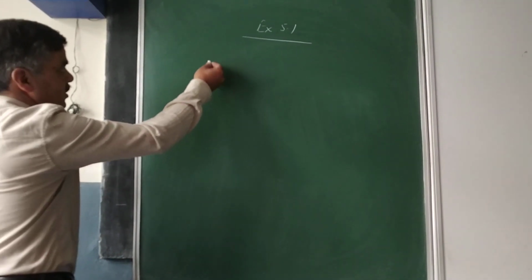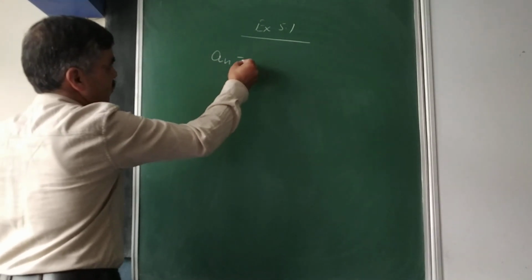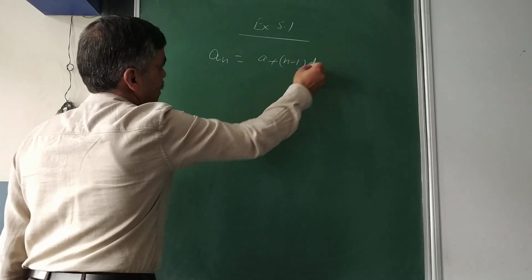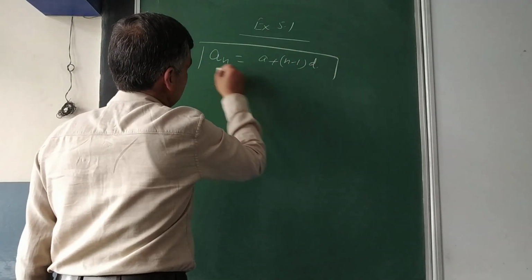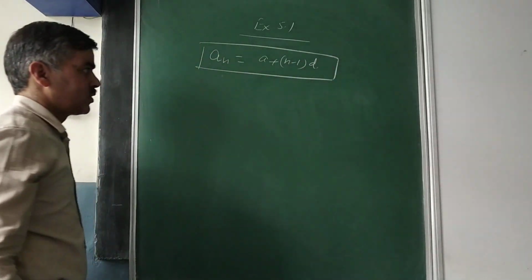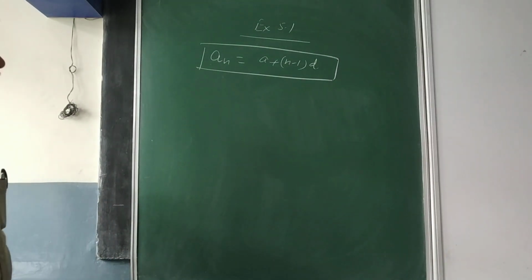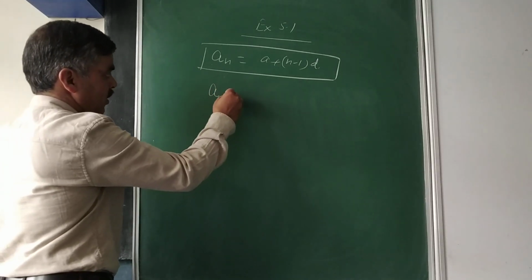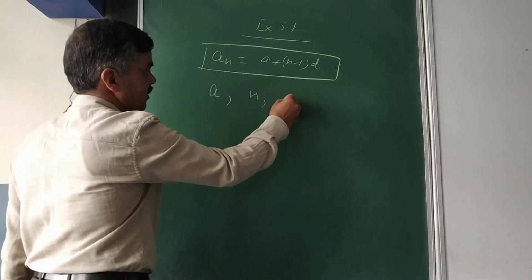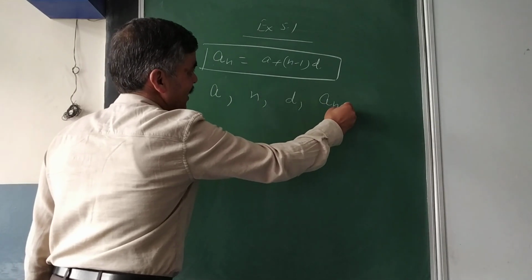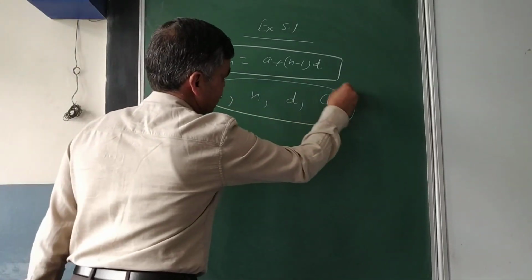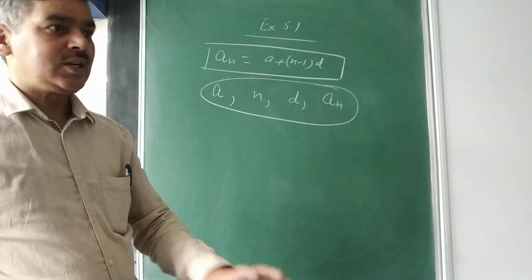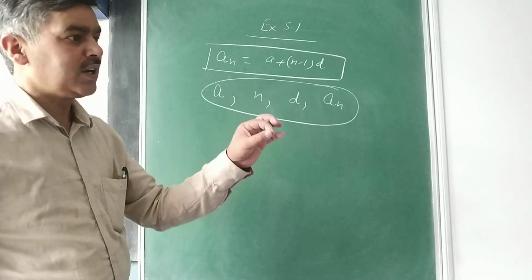But remember, this exercise is based upon this formula: an = a + (n - 1) d. There are two parts: how to find the nth term and the sum of n terms. The sum of n terms we will come to later, but remember my words, you need to identify what is a, what is n, what is d and what is an. If you are clear with this, I assure you are not going to find any difficulty.